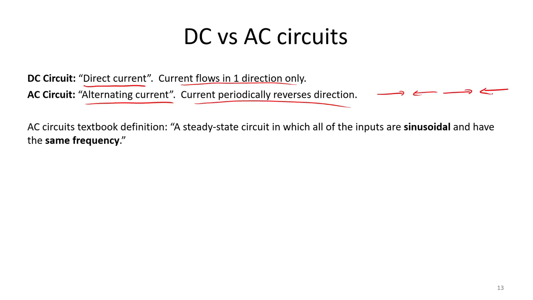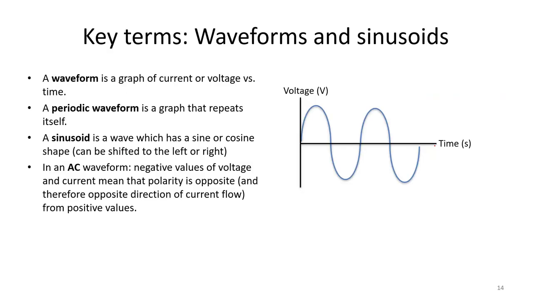And an official textbook definition of AC circuits is a steady-state circuit in which all of the inputs are sinusoidal and have the same frequency. So in order to really understand AC circuits, we need to make sure that we really understand how to deal with sinusoidal functions and sinusoidal inputs. So let's go ahead and review some key terms about sinusoids and waveforms and the different kinds of sinusoidal signals that we can see.